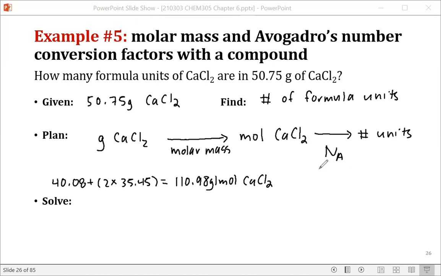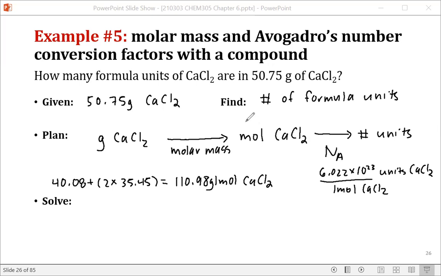So for Avogadro's number, we're going to be using 6.022 times 10 to the 23rd units of calcium chloride for every 1 mole of calcium chloride.